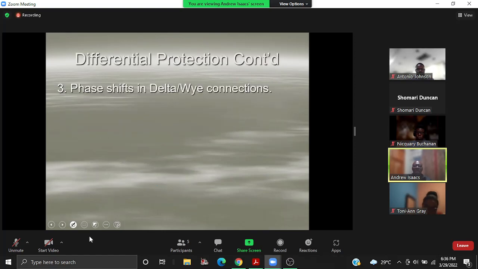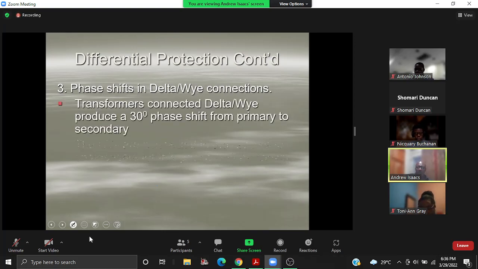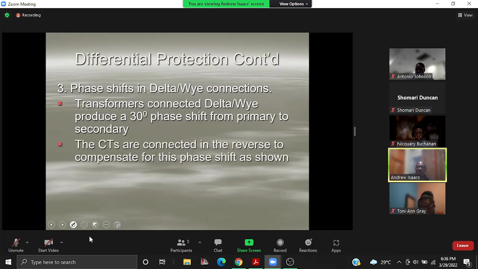All right? The next issue we have for your differential system is that you have a phase shift for your delta Y connections. So we know for your delta Y, there's a phase shift of 30 degrees, yes? What we do is to reverse the connection of the CTs. So if the transformer is delta Y, then we'll connect the CTs Y delta.